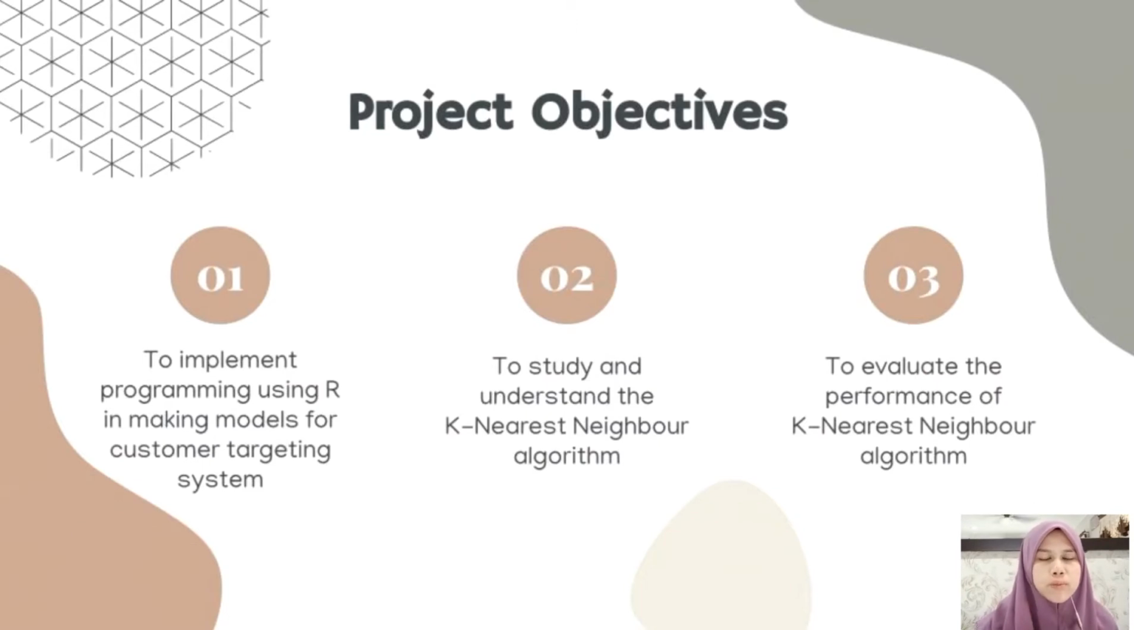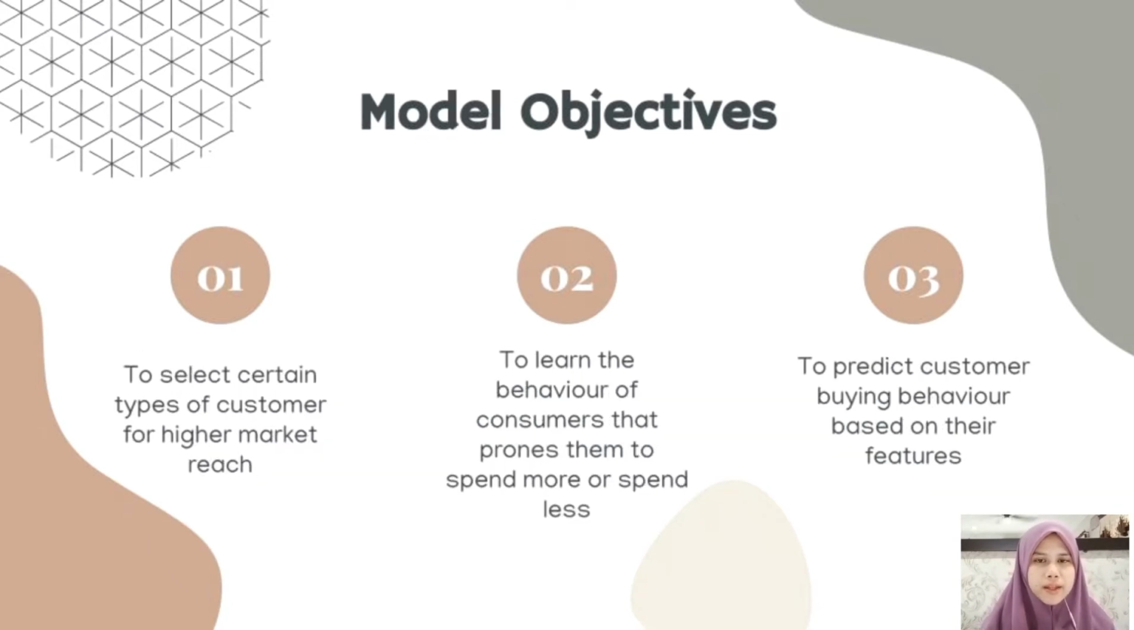Next is our project objective. First, we want to implement programming using R in making models for customer targeting system. Second, to study and understand the KNN algorithm. Third, to evaluate the performance of KNN algorithm.